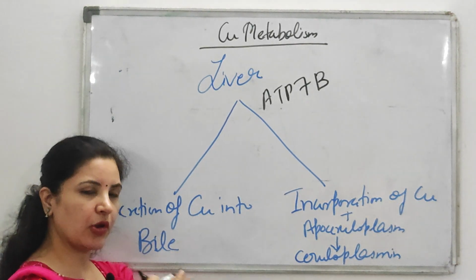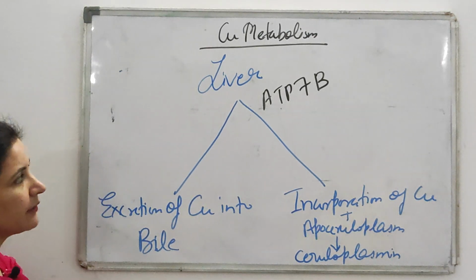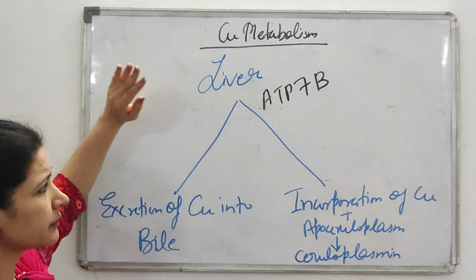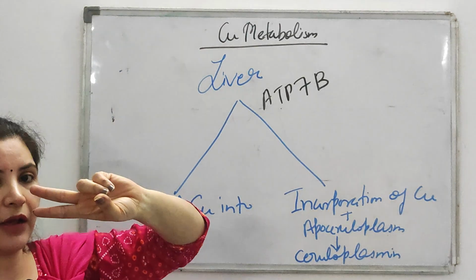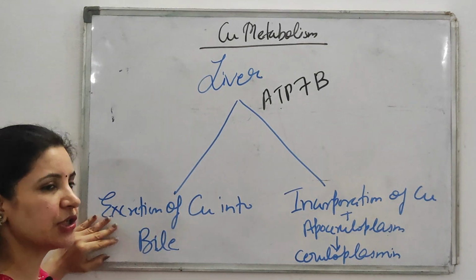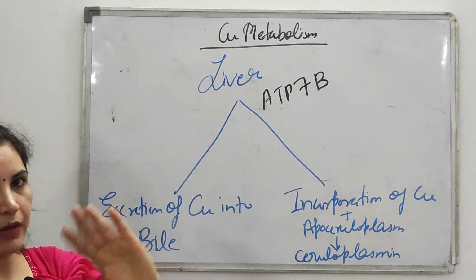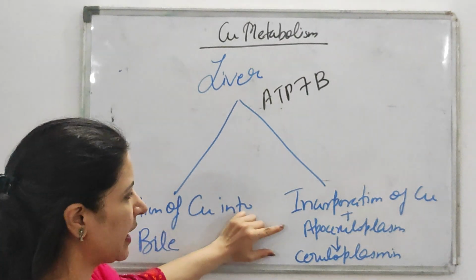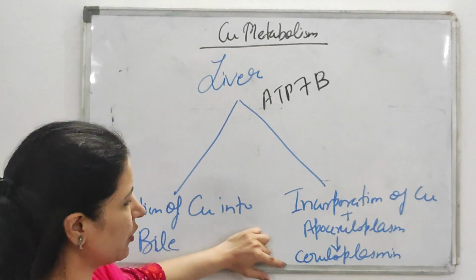Now your copper enters into your liver. Okay. What happens in the liver? There is another transport protein, that is your ATP7B. And what is the role of this ATP7B? It plays two important roles. First thing, it helps in the excretion of copper into your bile. Okay, from the liver through bile, copper is excreted. Second thing, this ATP7B helps in the incorporation of copper in the form of ceruloplasmin.